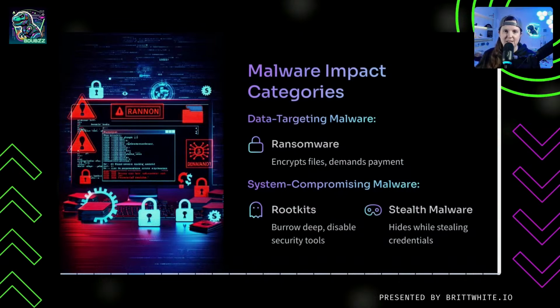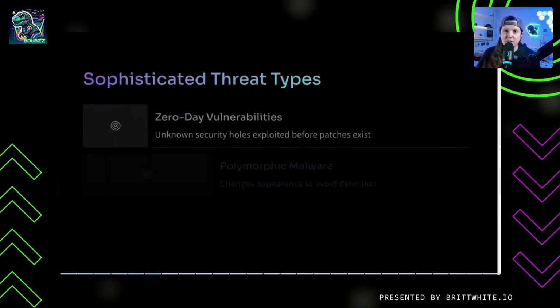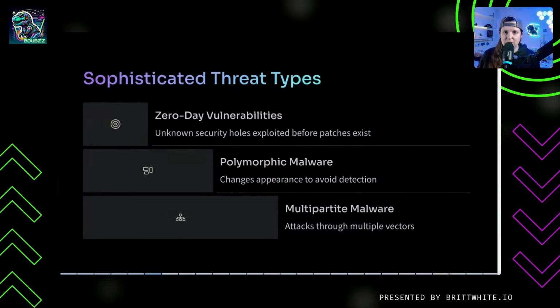Some of today's most sophisticated threats include zero-day vulnerabilities. These are security holes discovered by attackers before vendors are even aware of them and can patch them. The 2021 Microsoft Exchange server attacks were a perfect example of this, where previously unknown vulnerabilities led to thousands of compromised servers. Polymorphic and multi-port malware also present another advanced threat.